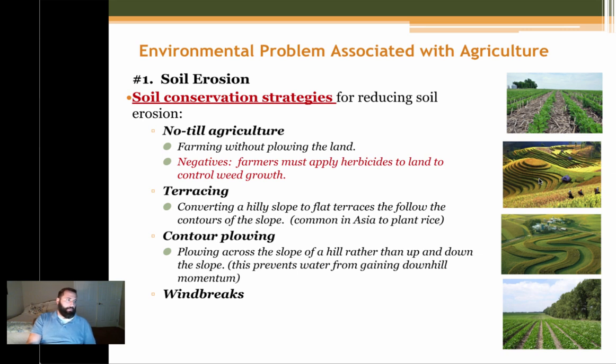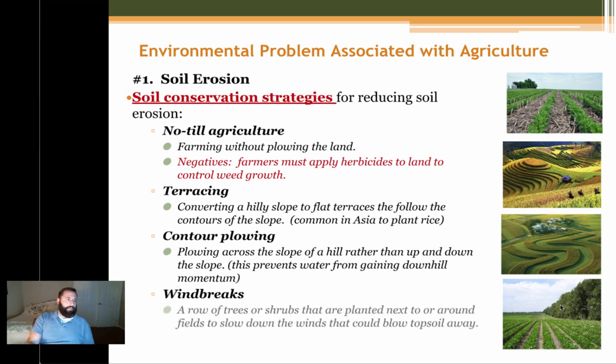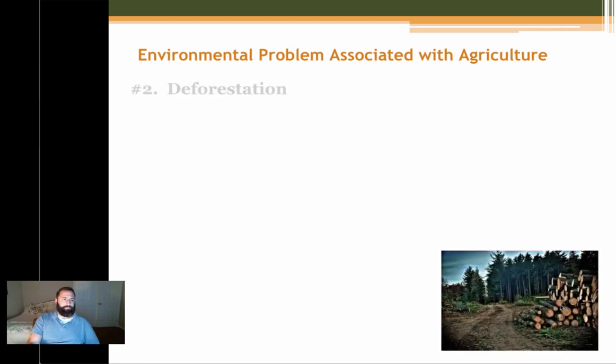Windbreak is a way to mitigate soil erosion, and you see a picture of this right over here. Here's the crop, and then the crop is being protected from the wind with these very large trees and bushes. And that's what a windbreak is. It's a row of trees or shrubs planted next to or around the fields to slow down the winds that could potentially blow the topsoil away.